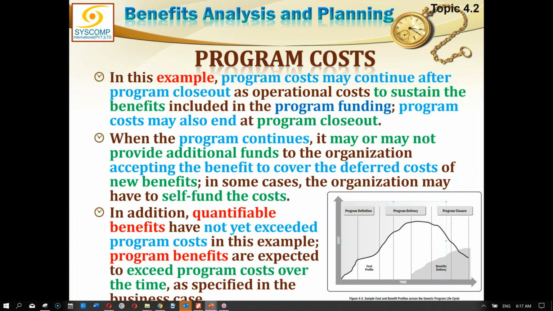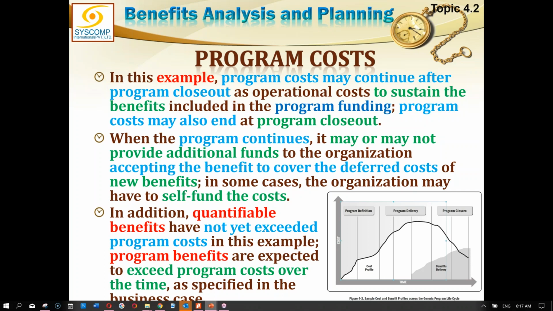But there could be another example where all the costs have been expended, and the benefits will realize ultimately. So there are no more costs to be spent, just benefit to be reaped out of it. So that could be another case. But these are both different from the one that I am asking. I'm asking, would the program costs continue?